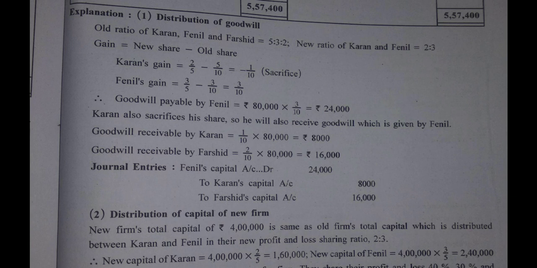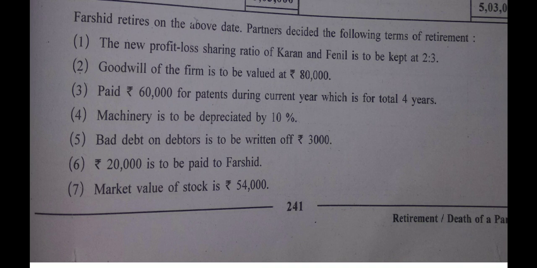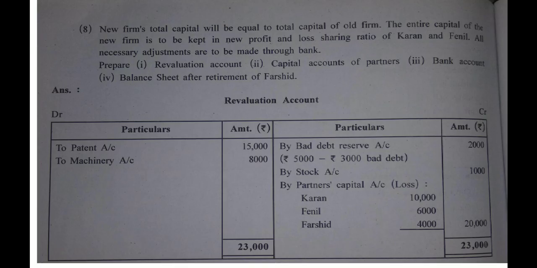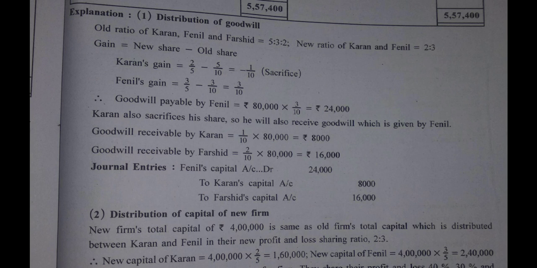Alright? Fine then. We'll start with the adjustments now, as we have obtained the gaining ratio already. The very next adjustment is about goodwill. This is the new value of goodwill. How do we deal with goodwill? The share of the retiring partner is to be given by the continuing partners in their gaining ratio. So first of all, let us find out the share of the retiring partner. The new value of goodwill is 80,000, into the share, the old ratio we have already obtained, which is 5:3:2.